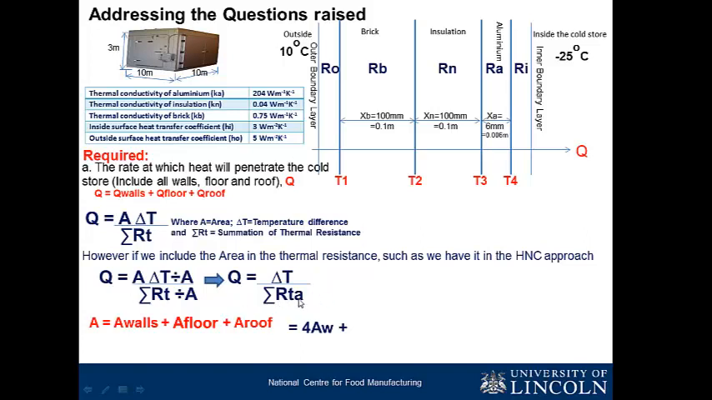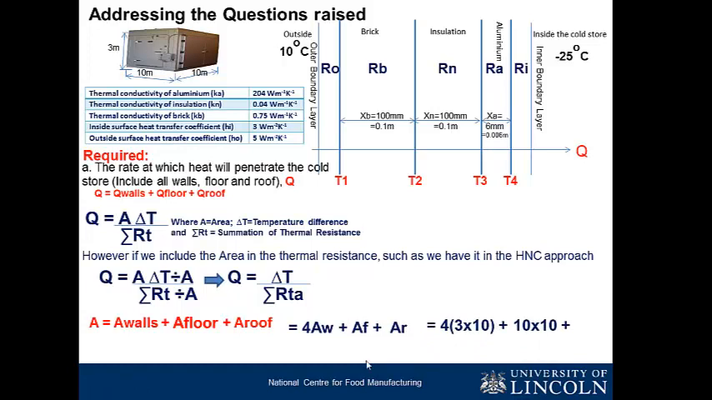So the very first thing you need to do is to find out the area, and the area is not just for the walls, it's not just for the roof, it's not just for the floor, it is the summation for walls, floor and the roof, because the question says we should find out the rate at which it will penetrate the cold store, including all walls, floor and roof. So you need to calculate all the area for walls, for floor and for the roof. So a wall is 4 times the area for one wall, then plus the area of the floor plus the area of the roof.